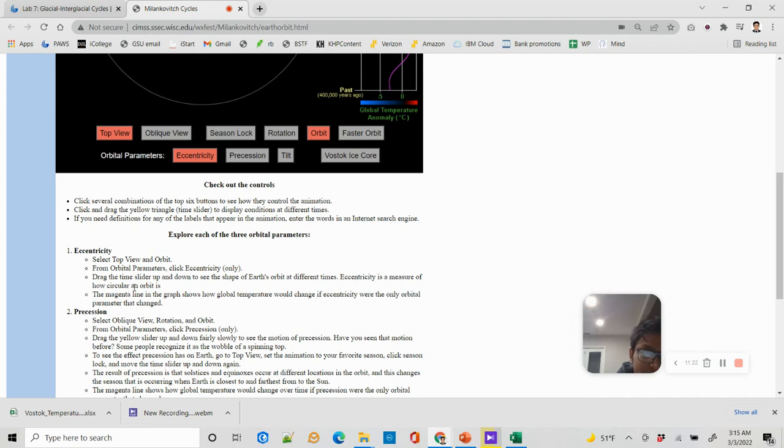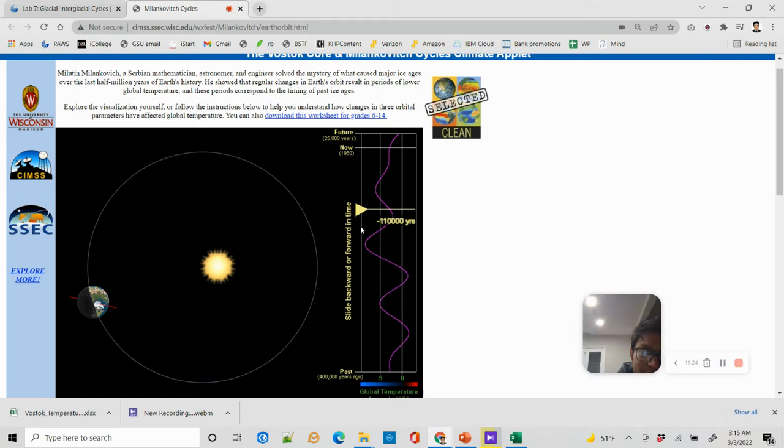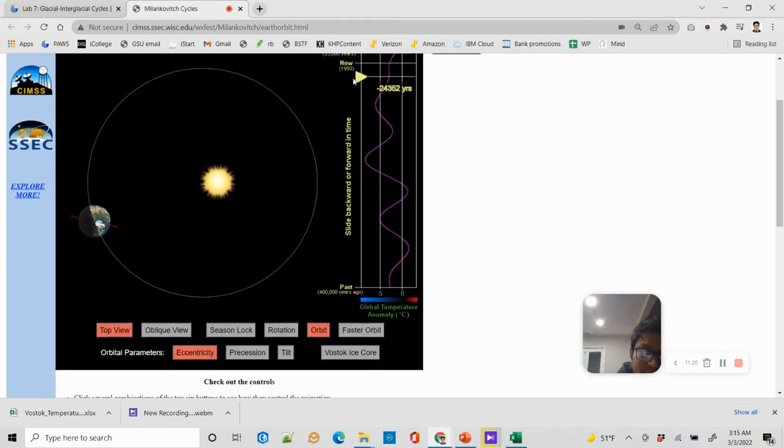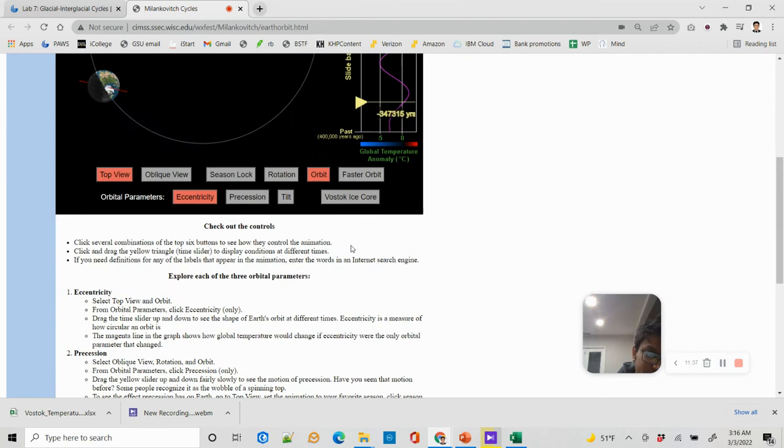Eccentricity is a measure of how circular an orbit is. So if you move the time slider, you see the circularity is changing. It's not completely circular or the same circular all the time. It's changing over the year.